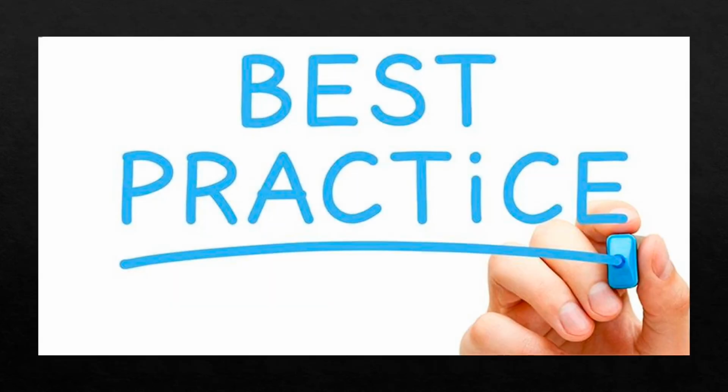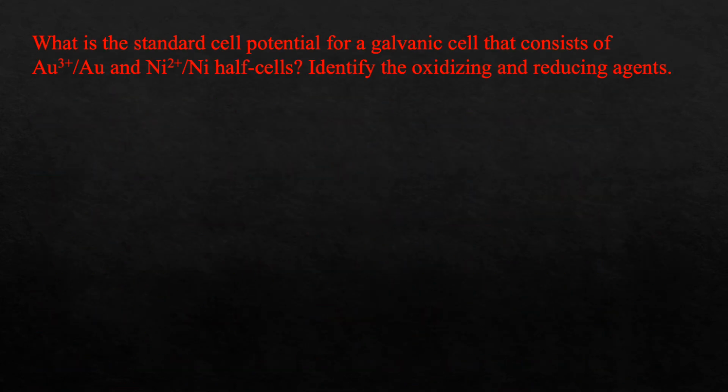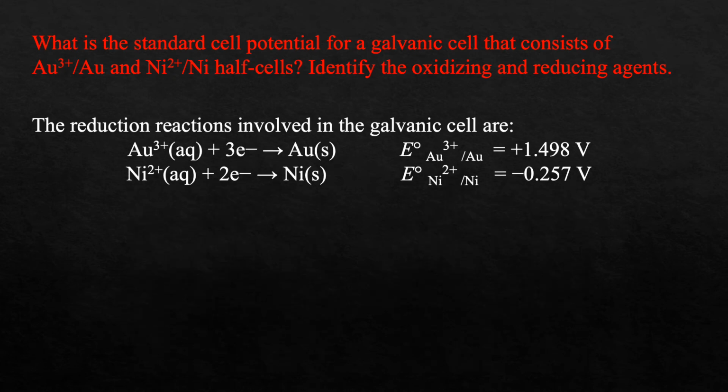Let's practice on what we have studied for today. The question is to determine the standard cell potential, E cell, for a galvanic cell that consists of gold and nickel half cells, and to identify the oxidizing and the reducing agents. The given here is the reduction reactions involved in this galvanic cell.